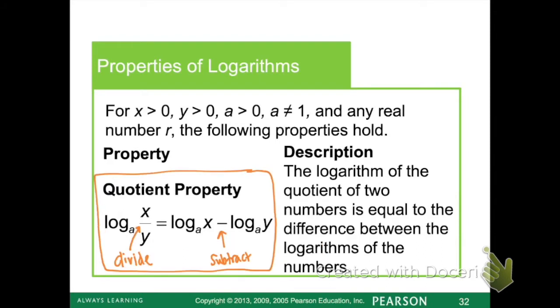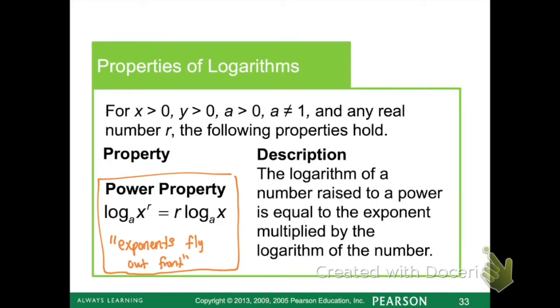Next, we have the quotient property. Remember, quotient means to divide. So if we have log base a of x divided by y, we can rewrite that using subtraction. So we get log base a of x, or whatever was on the top, minus log base a of y, or whatever was on the bottom.